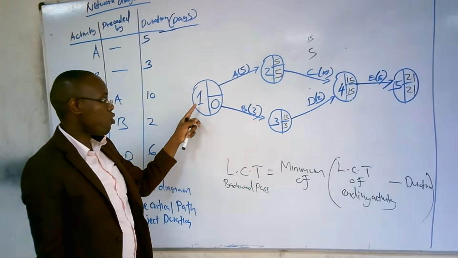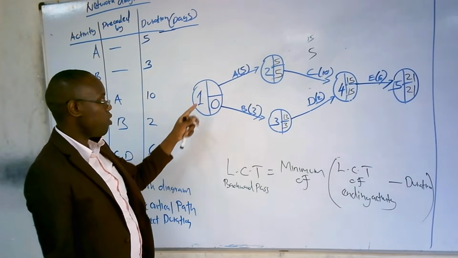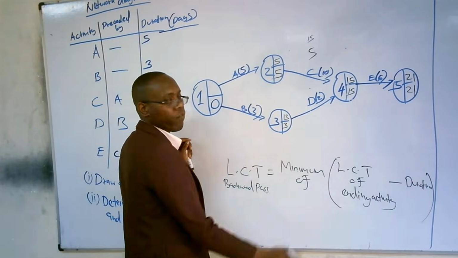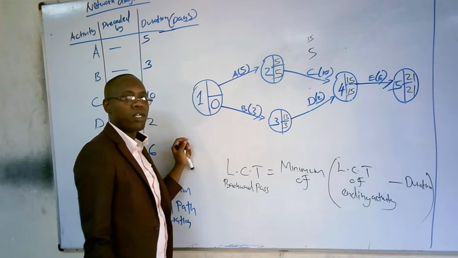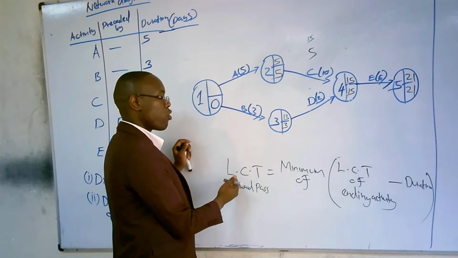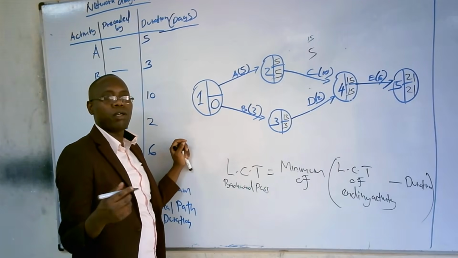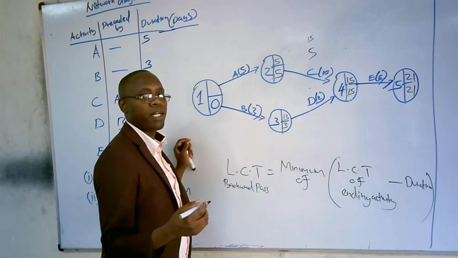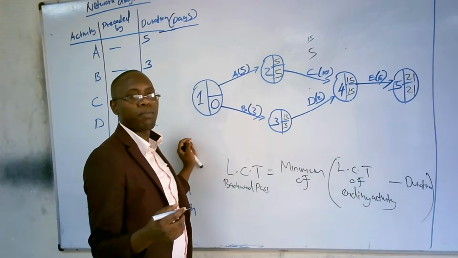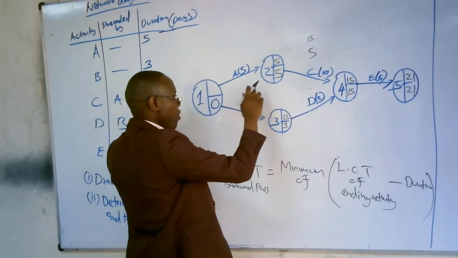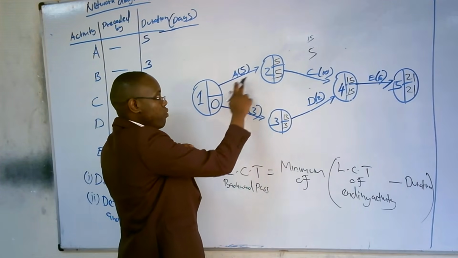And in node number 1 here, we need 2 directions. That's why we are going to use the word minimum of. So we are going to take the minimum amount. When you have 2 directions under the latest completion time, you are going to take the one that is minimum. But if it was the forward pass, then we take the maximum when you are faced with the 2 directions there.